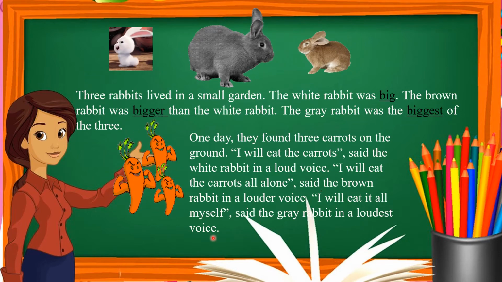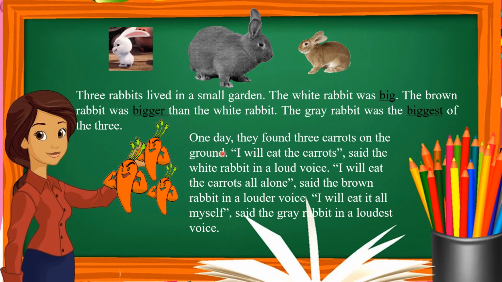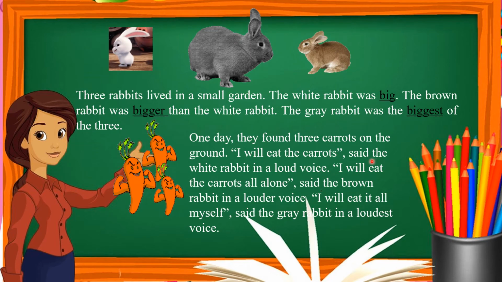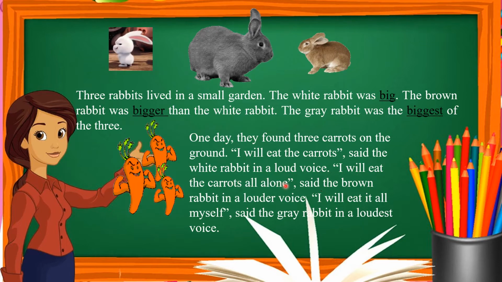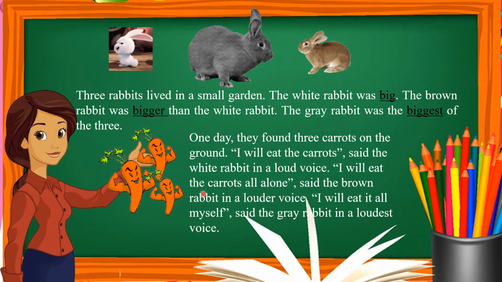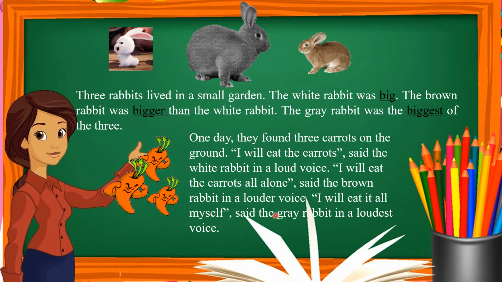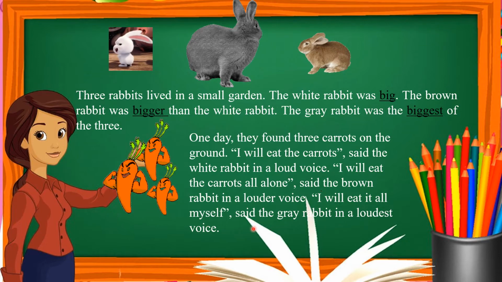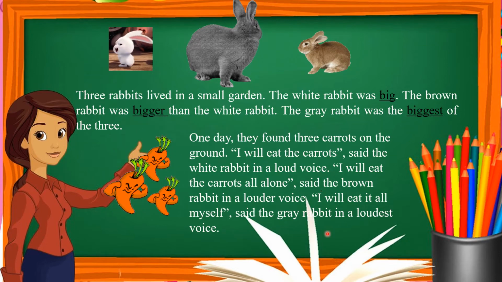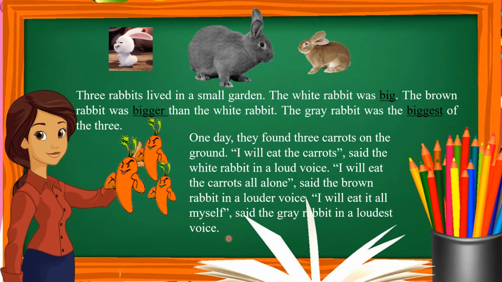Okay, everybody, let's try to read this again. One day they found 3 carrots on the ground. I will eat the carrots, said the white rabbit in a loud voice. I will eat the carrots all alone, said the brown rabbit in a louder voice. I will eat it all myself, said the gray rabbit in the loudest voice. Okay, next.